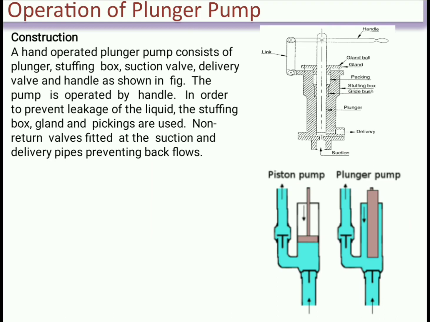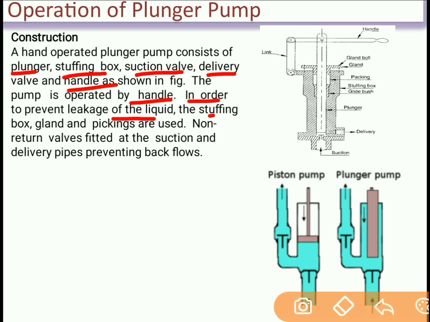Now let us understand the construction of plunger pump. A hand-operated plunger pump consists of a plunger, stuffing box, suction valve, delivery valve, and the handle. The pump is operated by a handle. In order to prevent the leakage of the liquid, the stuffing box, gland, and packing are provided. Non-return valves are fitted at the suction and the delivery pipe, preventing the backflow.